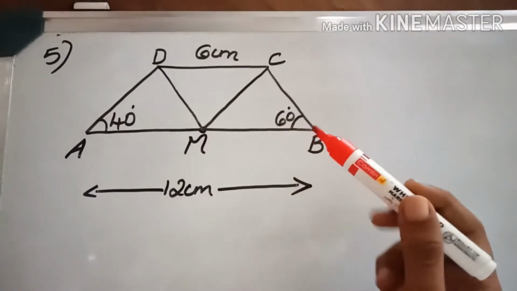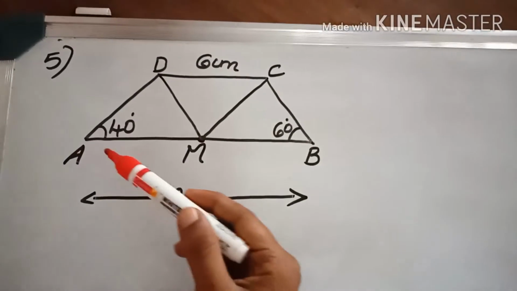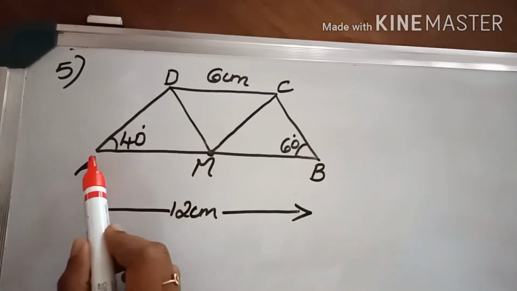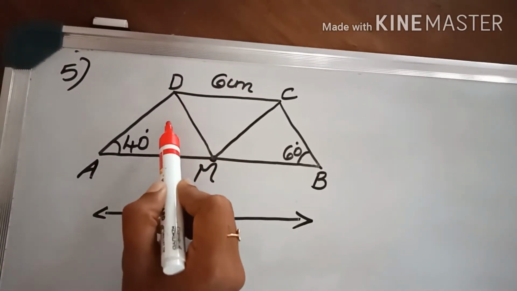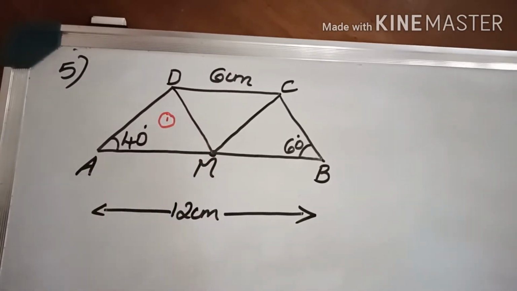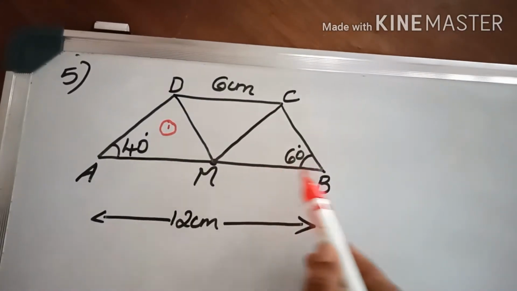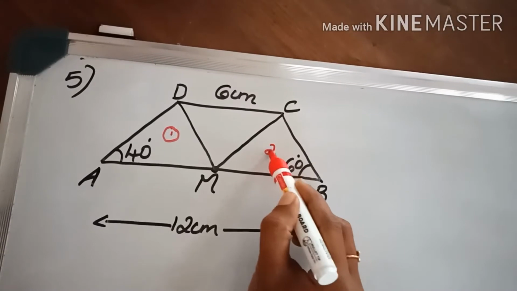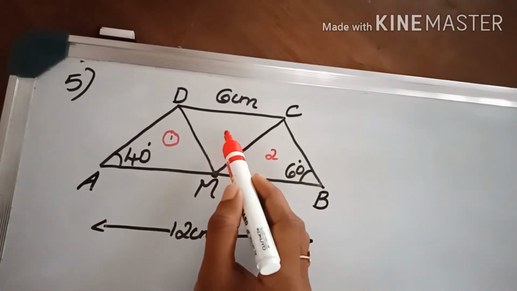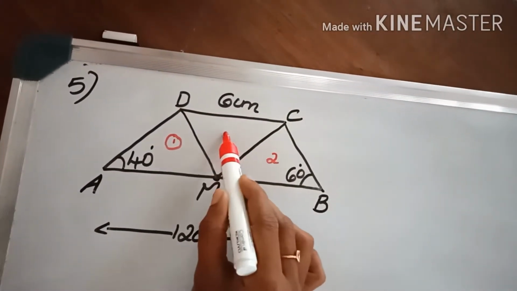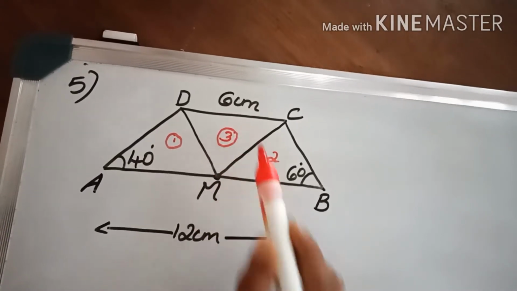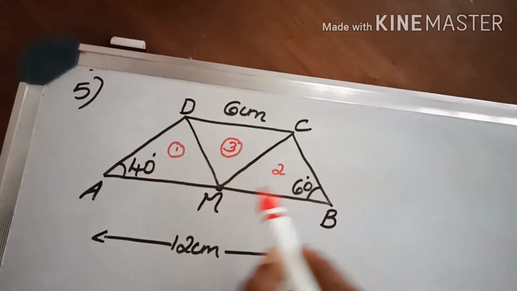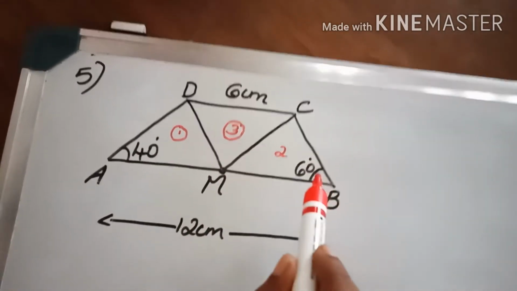So this is the figure given in the question. Here you can see three triangles. The first triangle is triangle AMD. Now this is the second triangle, triangle MBC. And one more triangle here, triangle DCM, the third triangle. Our question is to find all the angles of these three triangles.